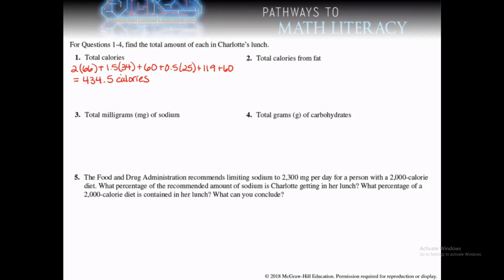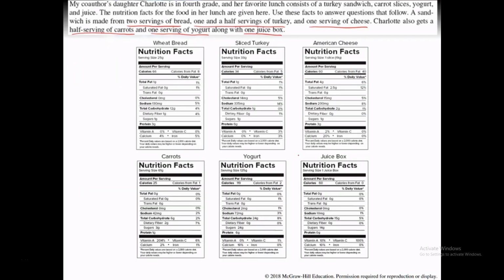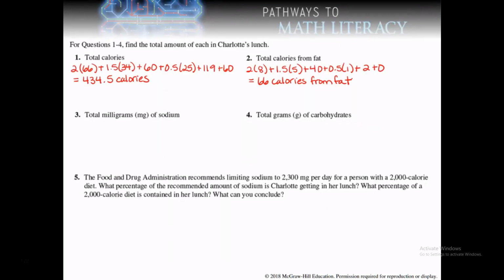For number 2, we're supposed to look at total calories from fat. With 2 servings of bread, that'd be 2 times 8 calories, 1.5 times the 5 calories for turkey, 1 times the 40 calories from cheese, and then a half of the 1 calorie from carrots, 2 calories for yogurt, and no calories at all for the juice box. And that ends up being a total of 66 calories from fat.